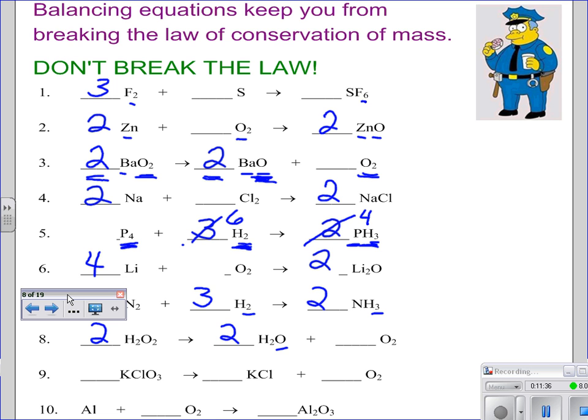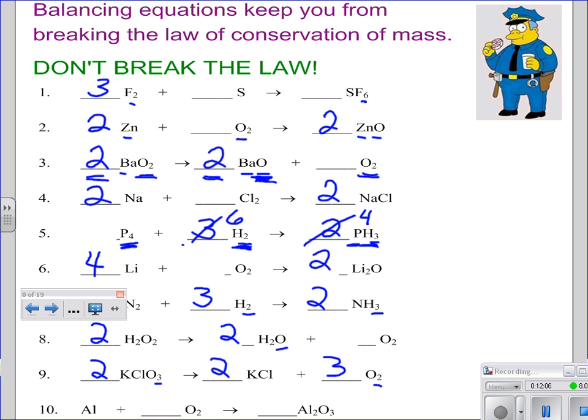Okay, then we have potassium chlorate, breaks down to form potassium chloride plus oxygen. So I would look at this with my oxygens, same deal that we had with those hydrogens. What should I put here? 2, and here? 3? Okay, so now my oxygens look good. It's just the potassium and chlorines that are off. So what do we put here? 2.